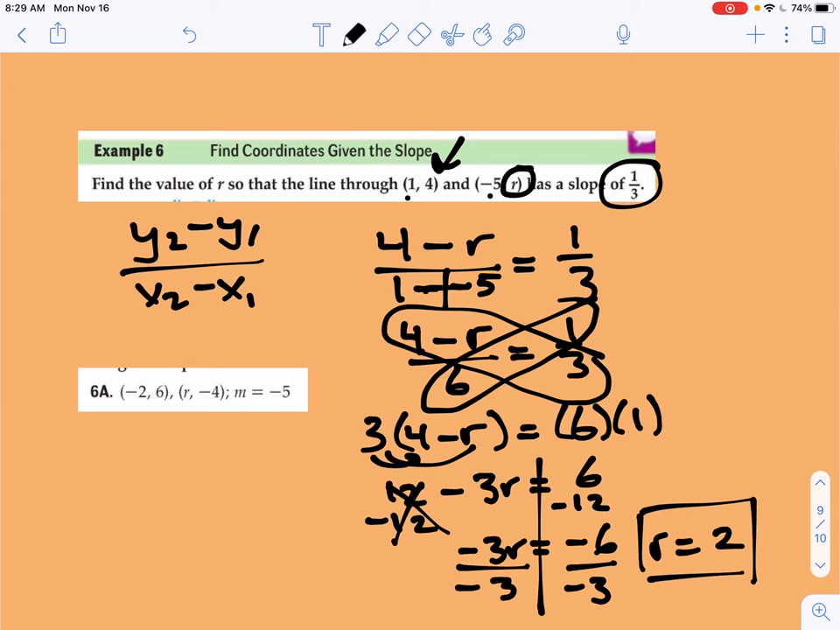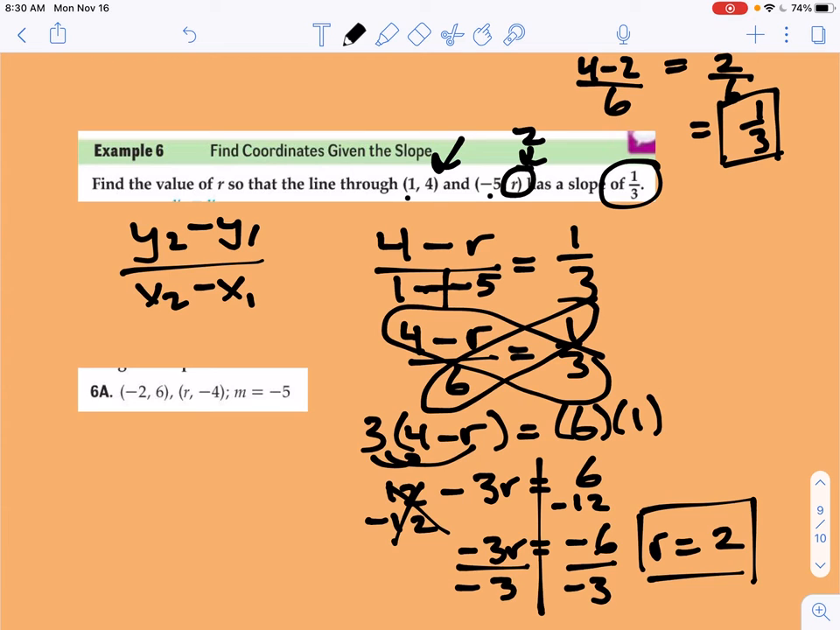And so now what you do is put 2 in place of this r here and see if it works out. Well, 4 minus 2 gives me 2 for my y. And then 1 minus negative 5, we agreed that that was 1 plus 5, so that's 6. So it gives you 2 over 6. Sorry, that's not a negative sign there. It's 2 over 6, which simplifies to 1/3. So that worked out nicely.